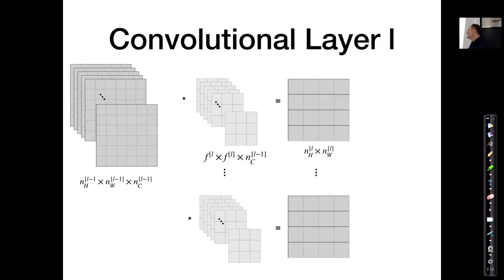So let's look at an example. Here is layer L minus 1, on the left. Whenever I write L, I'll try to write it in cursive so we can distinguish it from 1. If I fail to do that, let me know. So this is layer L minus 1. What does this tell us? We've got a tensor coming in whose height is N sub H, L minus 1, and whose width is N sub W, L minus 1. And we have N sub C of them.